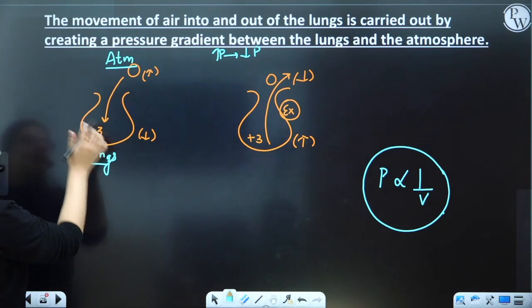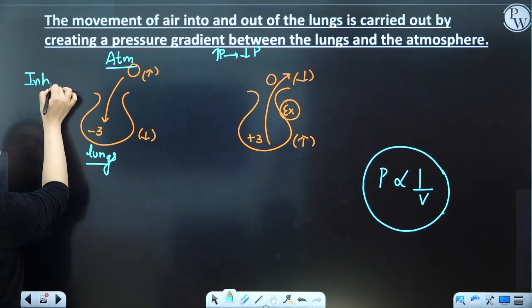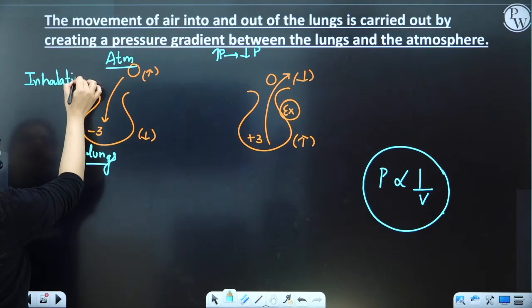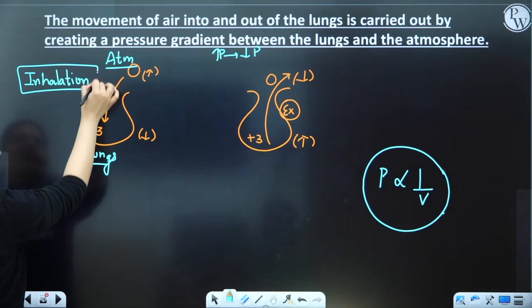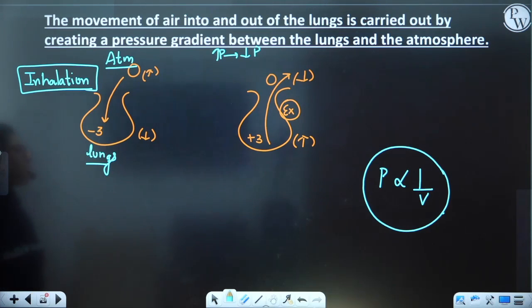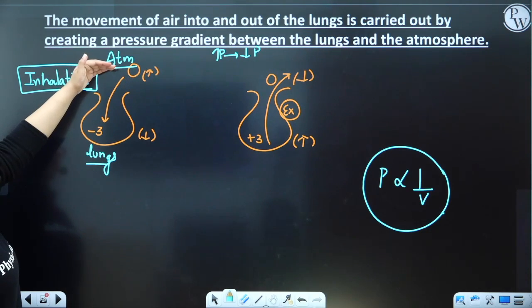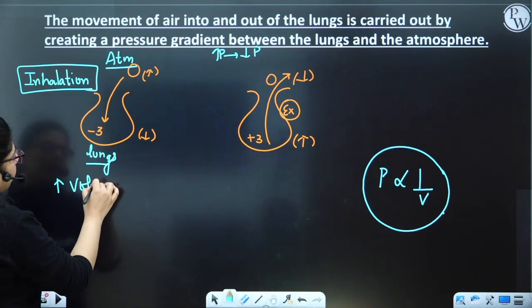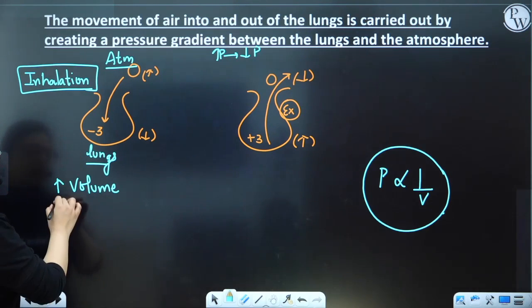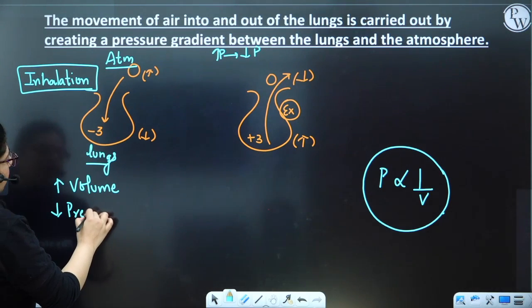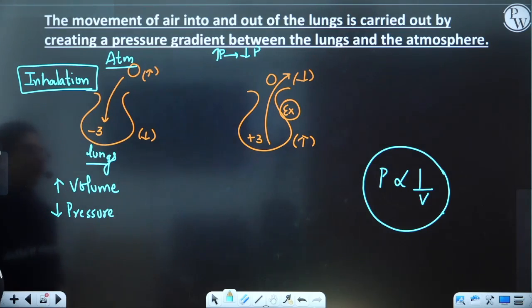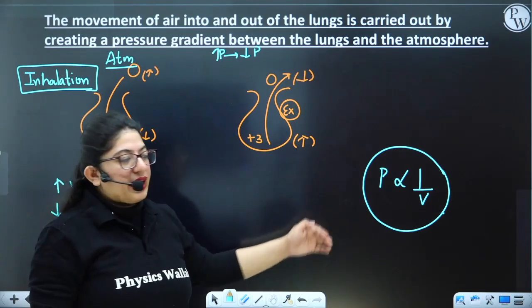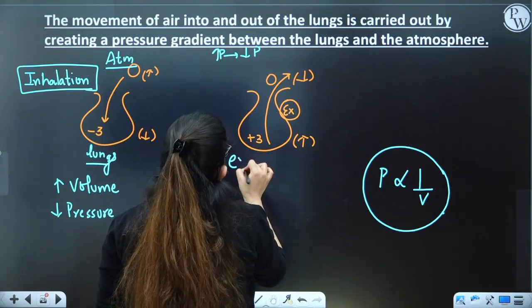So this process is inhalation. What are you doing in inhalation? You are creating a pressure gradient, that is a pressure difference between the atmosphere and lungs. How? By increasing the volume. When you increase the volume, there is a decrease in pressure. So the inverse thing will take place during exhalation. Now what is this? This is exhalation.